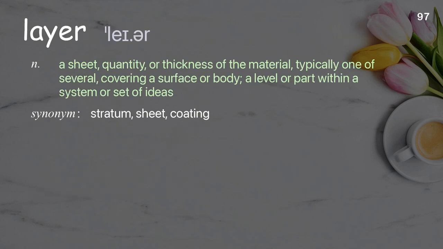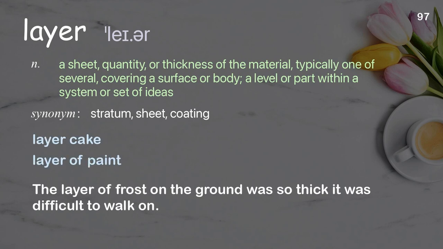Layer. A sheet, quantity, or thickness of the material, typically one of several, covering a surface or body, a level or part within a system or set of ideas. Examples: layer cake, layer of paint. The layer of frost on the ground was so thick it was difficult to walk on.